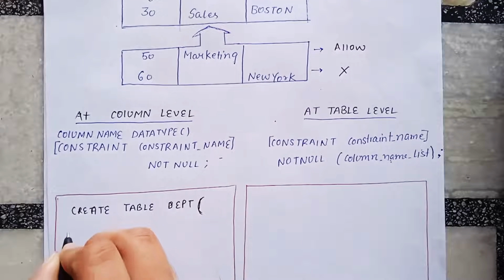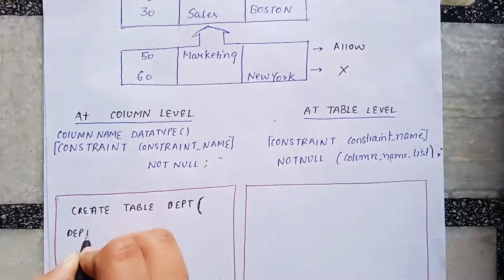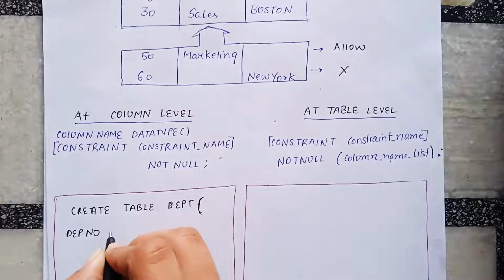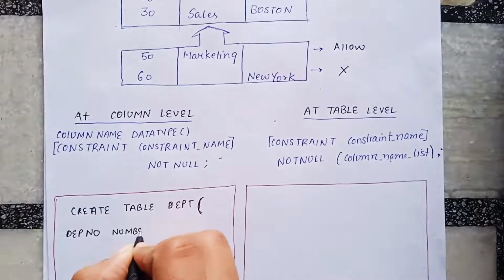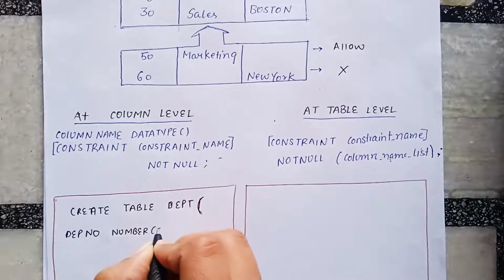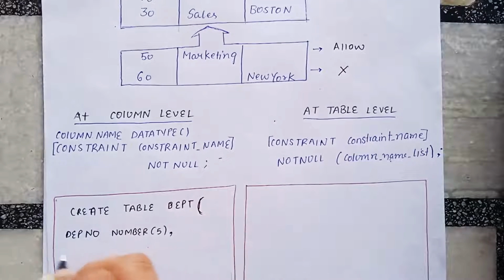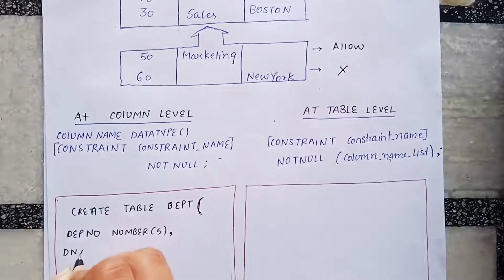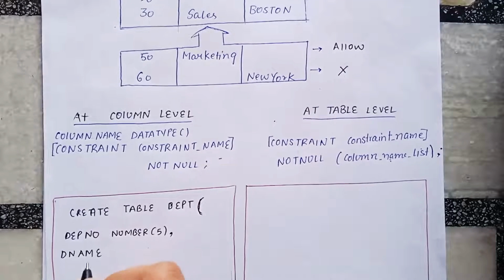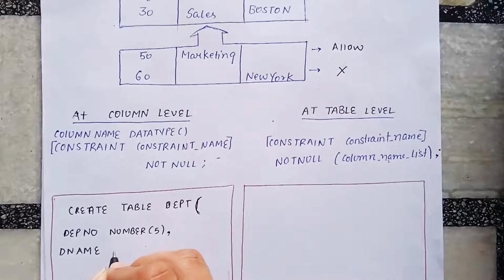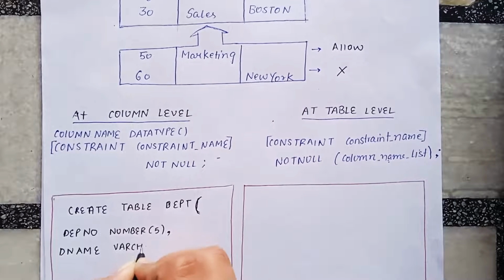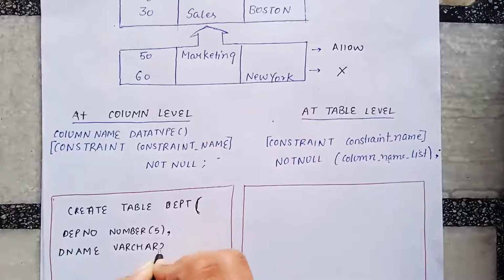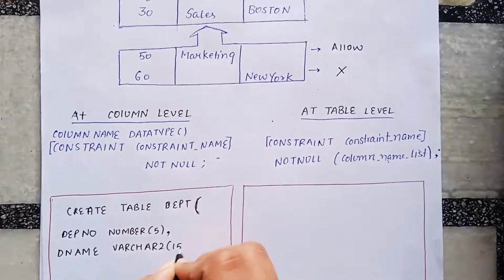The first column is what? Department number, and its data type is what? Number, and here its size. The second column is what? D name. Now just understand it briefly. D name, and what is its data type? Its data type is varchar, because it is string type. Varchar 2 we can say, and its size will be, let's suppose, 15.